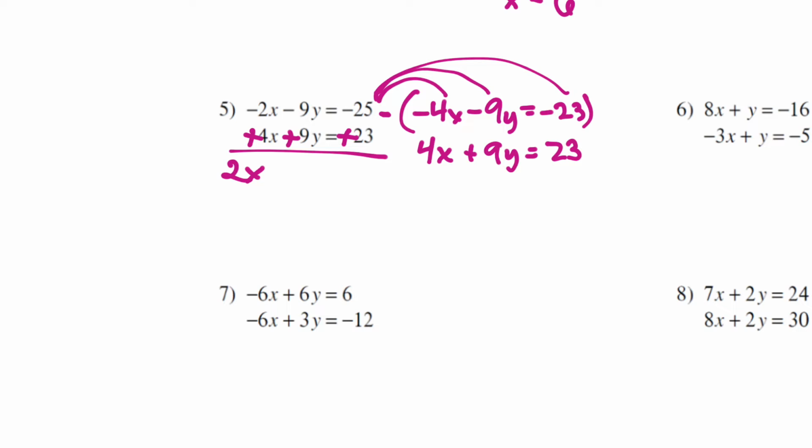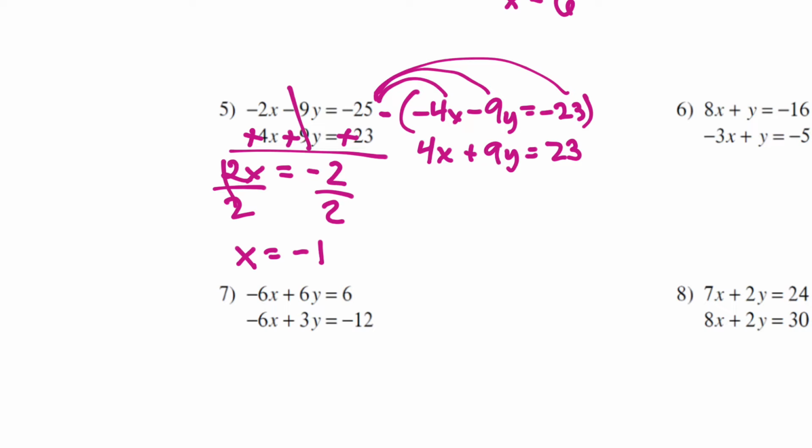Negative 9y and positive 9y cancel out. That brings us back to 0. That's why we did that. And then this equals negative 25 plus 23, which is going to be negative 2. I'm going to divide both sides by 2 to get rid of this coefficient here, and I'll get x equals negative 2 divided by positive 2, which is going to be a negative 1.